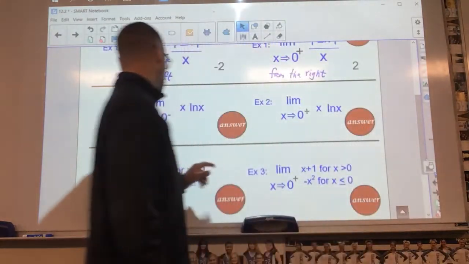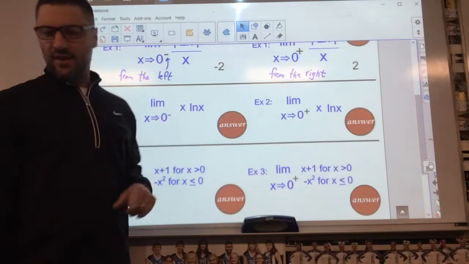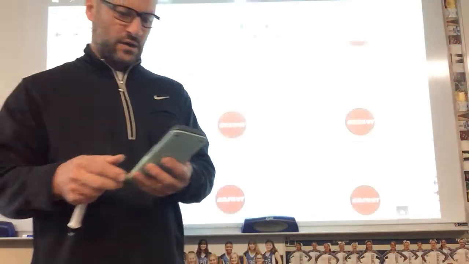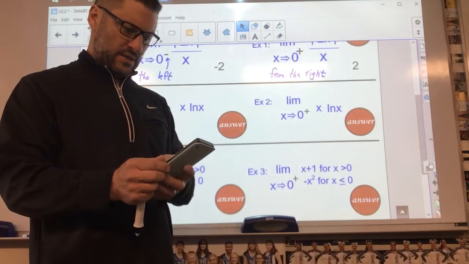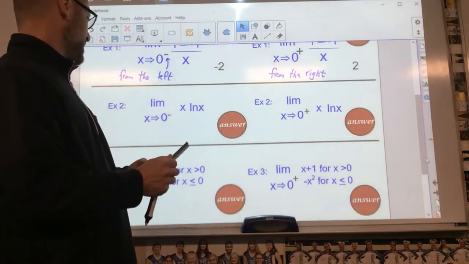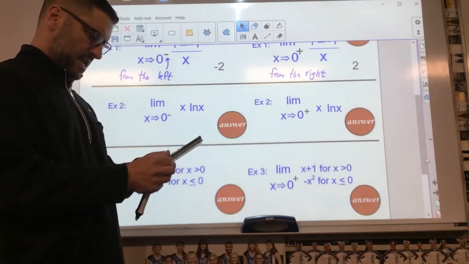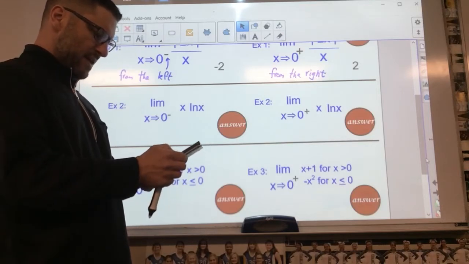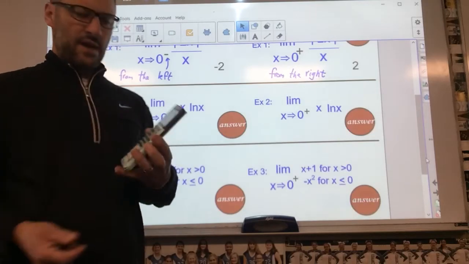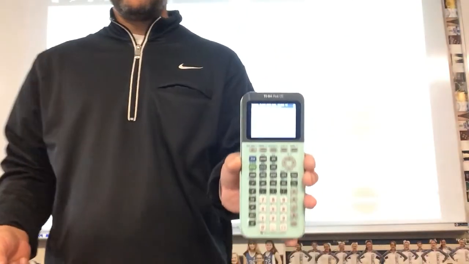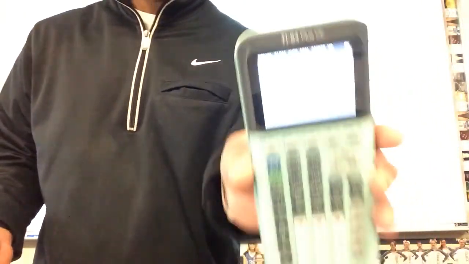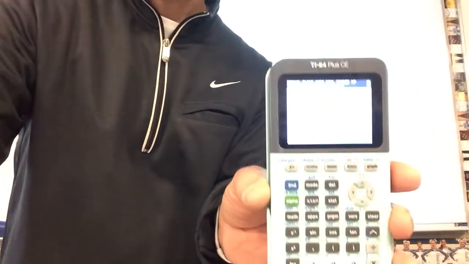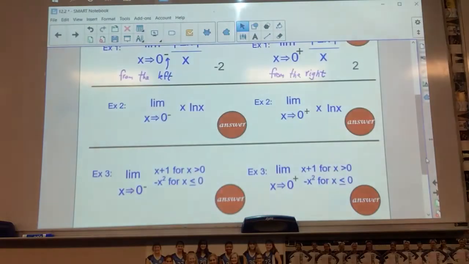The limit as x approaches 0 from the left of x ln x. I'm going to use my graphing calculator this time. Maybe it'll work a little bit better here. So I'm going to type in x ln x, and I'm going to graph that. Okay, and I get that picture right there. It's just blurry right now. I can't even really see it. You go ahead and plug this in: x ln of x.